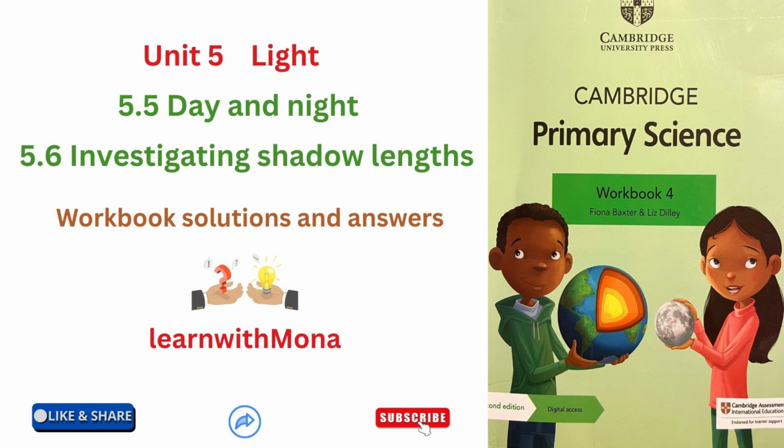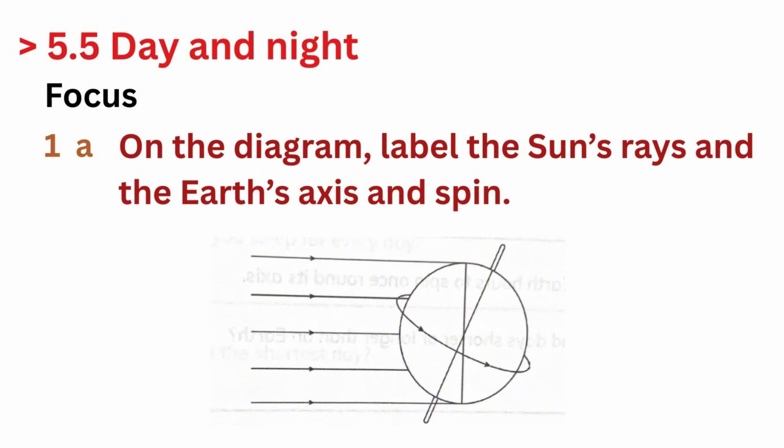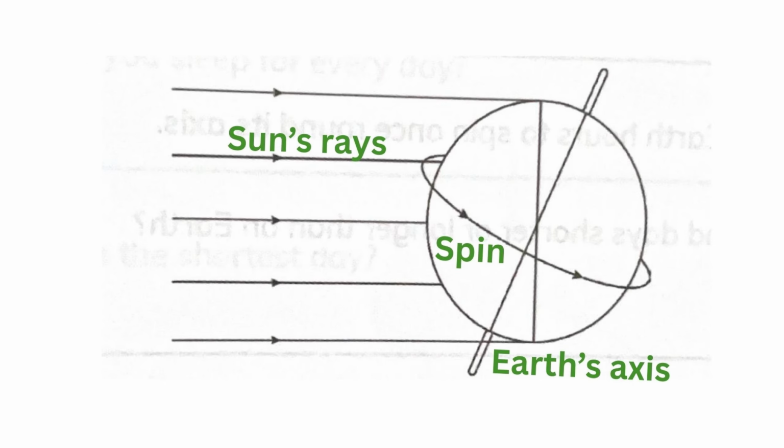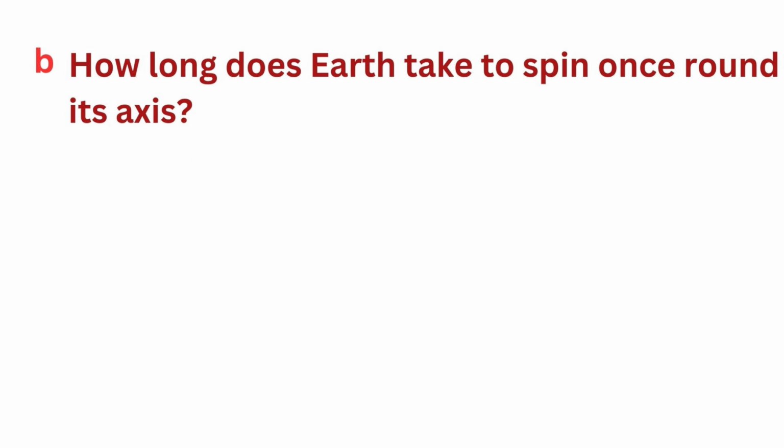Today we are going to do the exercises from Cambridge Primary Science Workbook 4, 5x5, Day and Night. Focus. Question number 1a. On the diagram, label the sun's rays and the Earth's axis and spin. B. How long does Earth take to spin once round its axis? The Earth takes 24 hours.